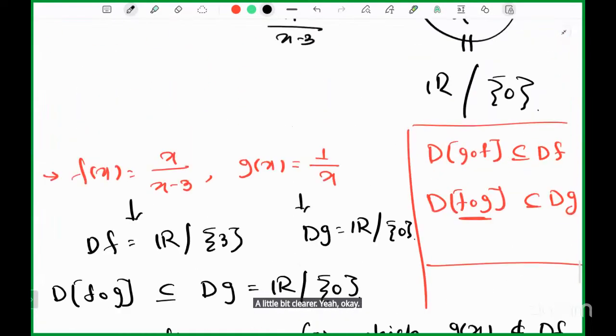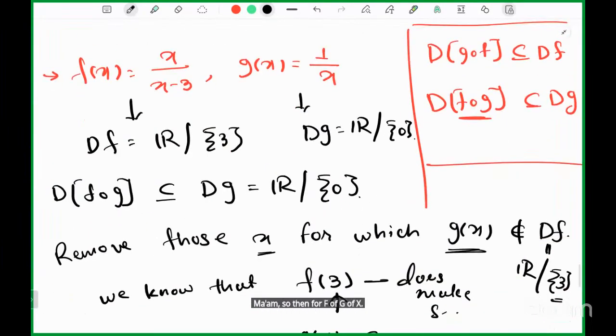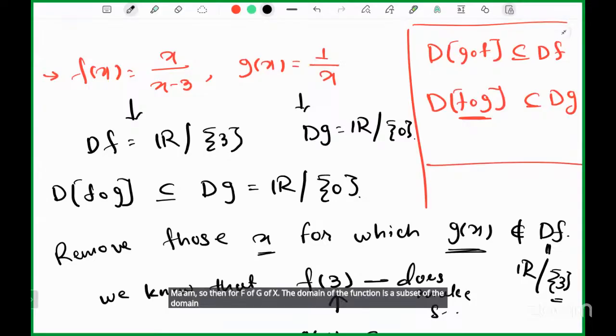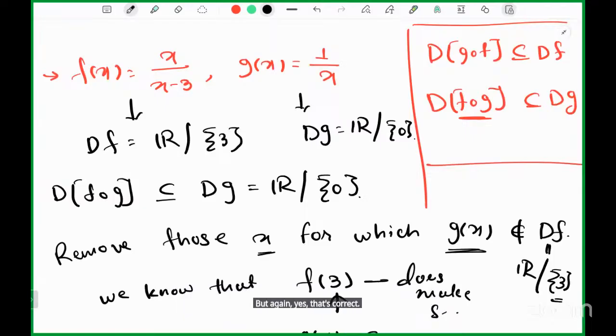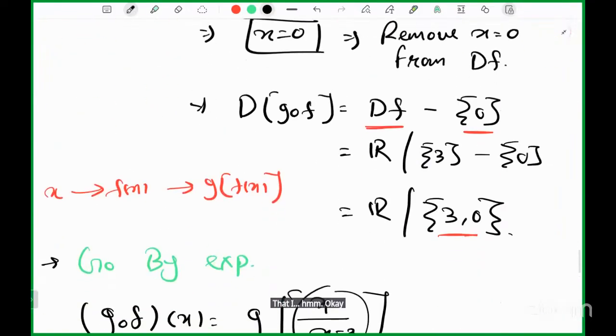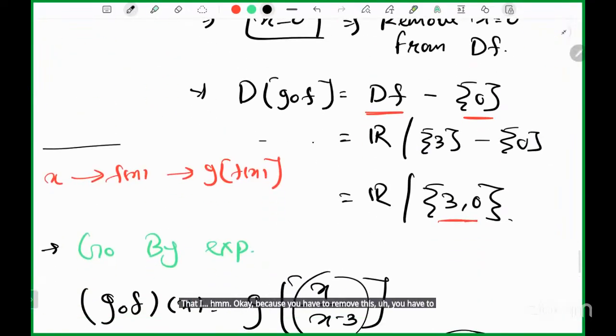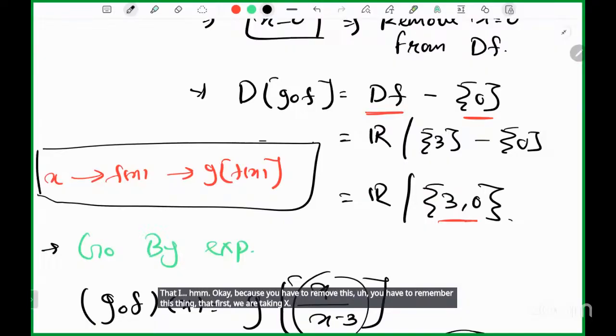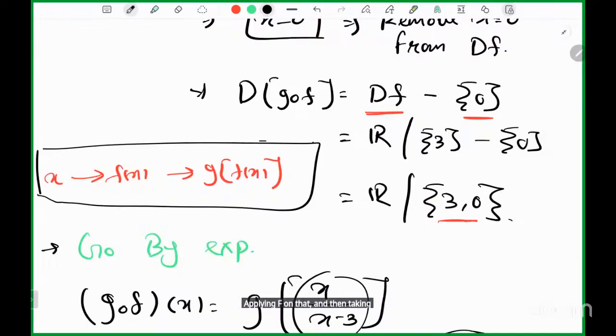Ma'am, so then for f of g of x, the domain of the function is a subset of the domain of g of x, and the range is a subset of the range of f of x. Is this correct? Yes, that's correct. And then it reverses, it inverses for g of f of x, vice versa. Because you have to remember that first we are taking x, applying g on that, and then taking g of x, and then applying f on that.